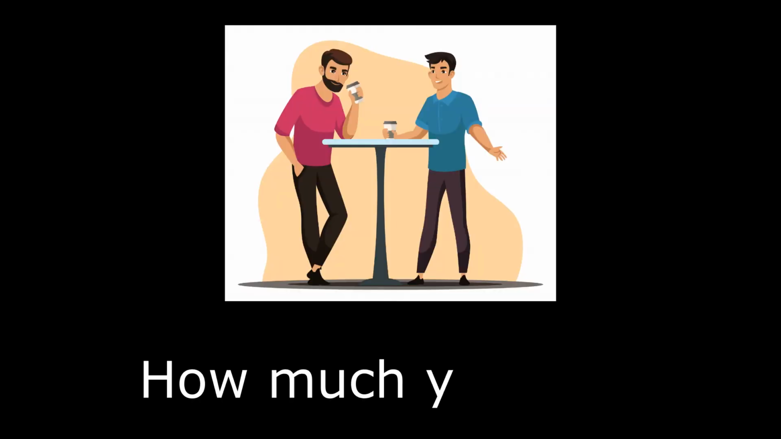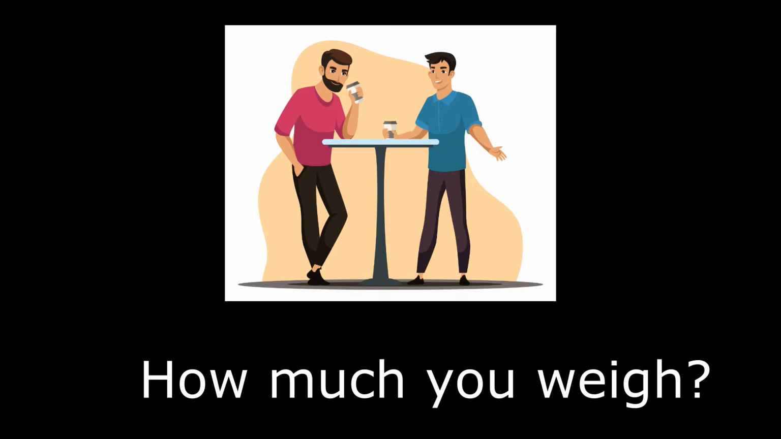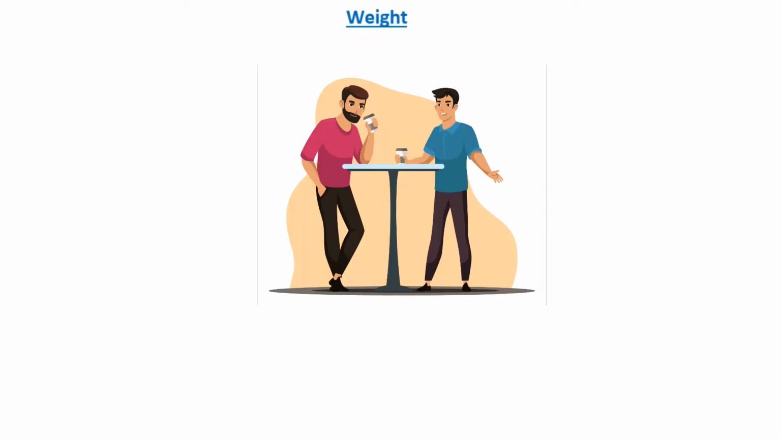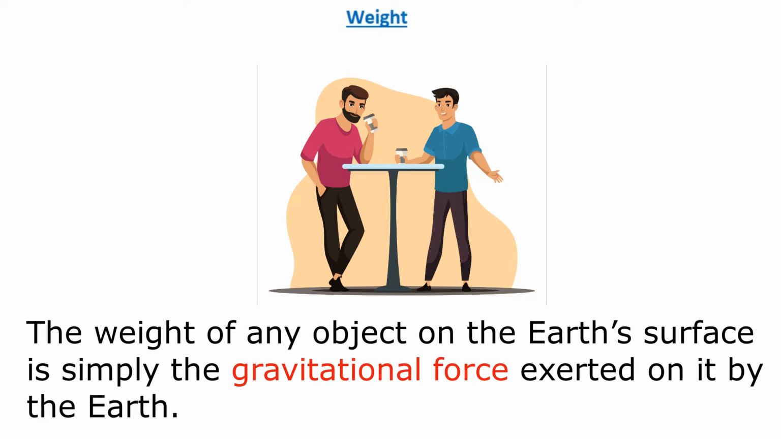Whenever you ask a person what their weight is, they generally say my weight is 75 kgs or 80 kgs, something like that. Is 75 kg a weight? No. 75 kg is the mass of the person. So what is the weight? The weight of any object on Earth's surface is simply the gravitational force exerted on it by the Earth.